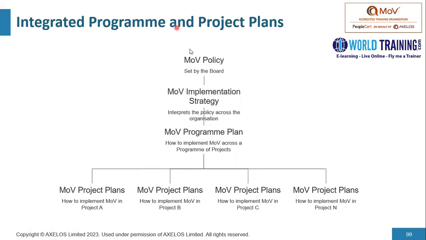So here we have a diagram of integrated program and project plans. The MoV policy could be set by the board members, and the policy could be executed by an implementation strategy, which integrates the policy across the organization. And then the strategy is executed via a program plan, how to implement MoV across projects or programs. And then every project would have an MoV project plan. How do we implement MoV in a particular project?